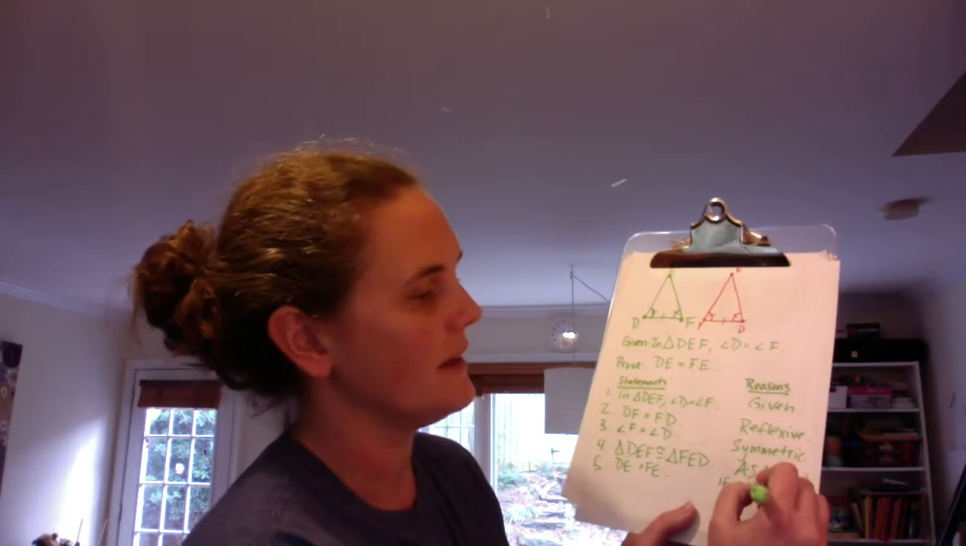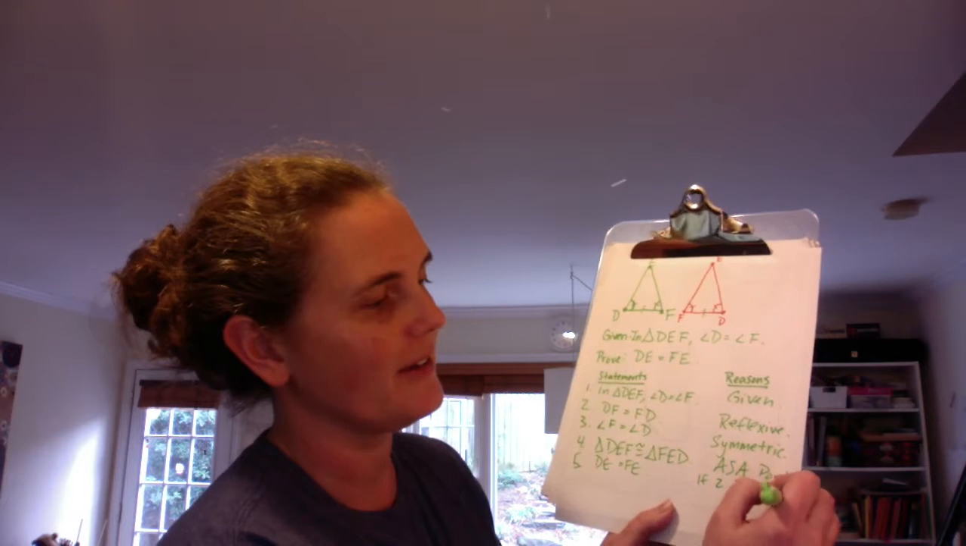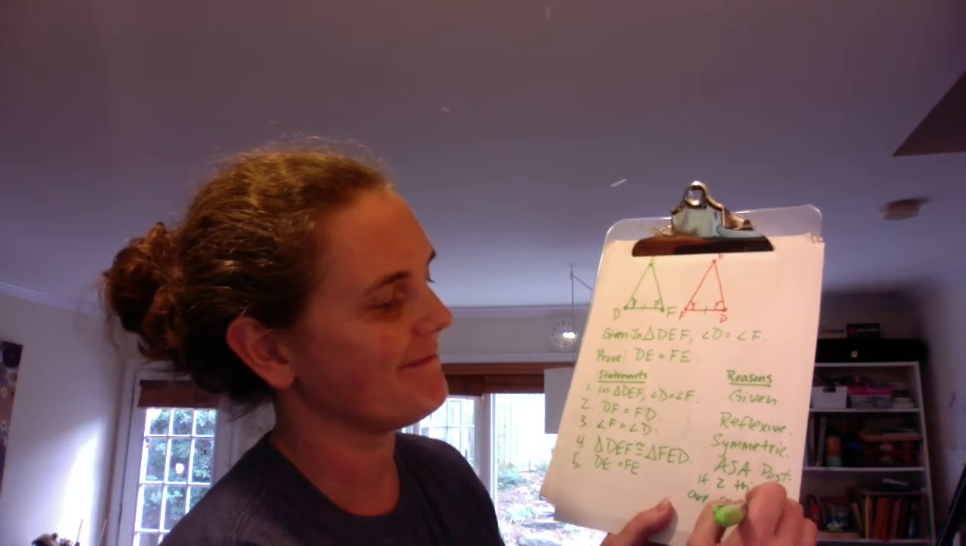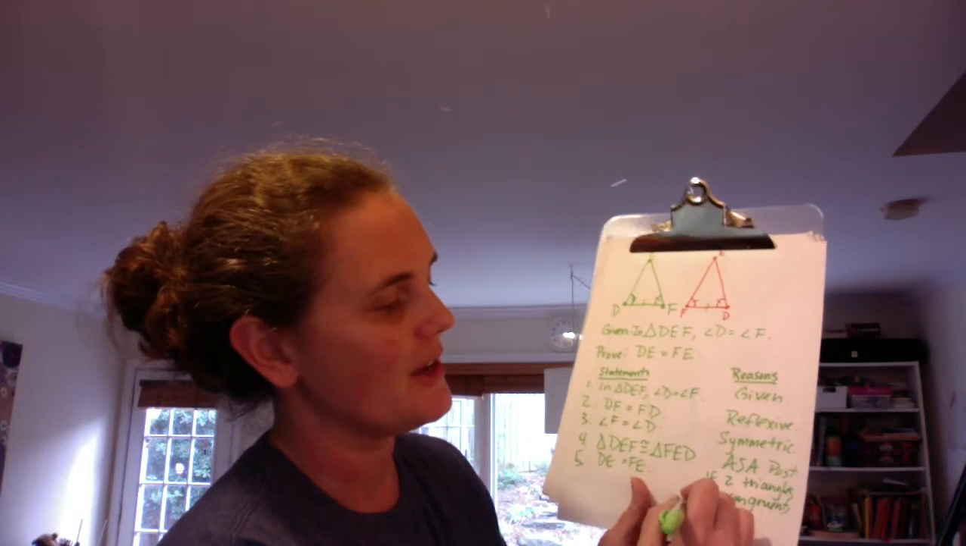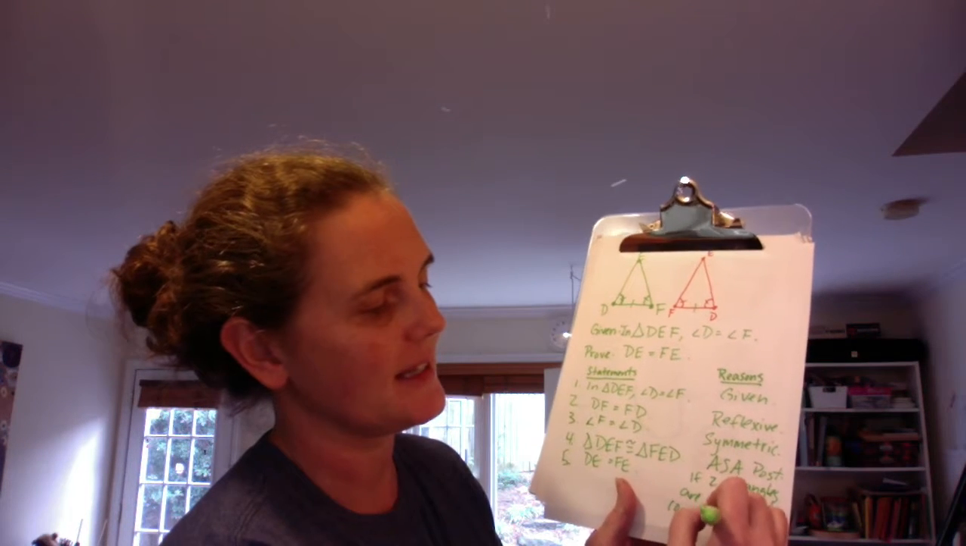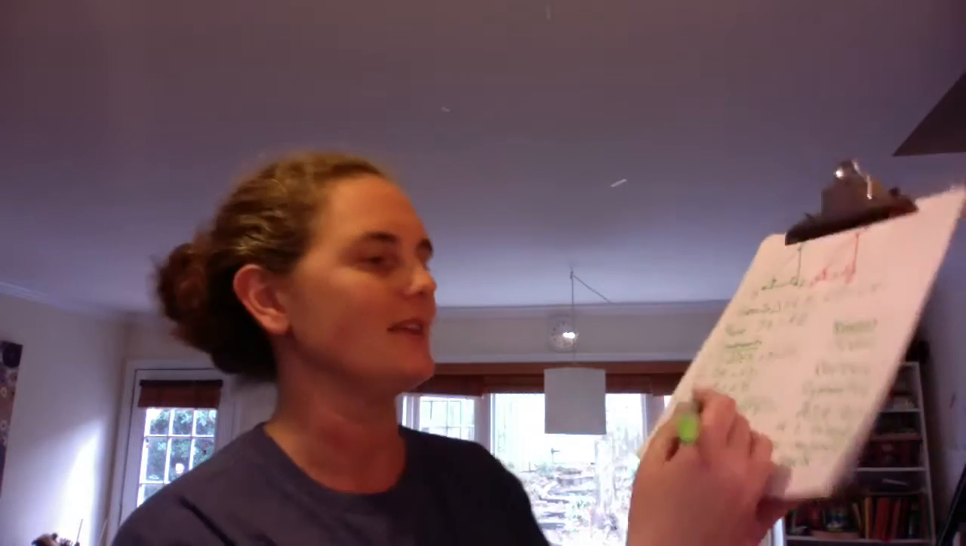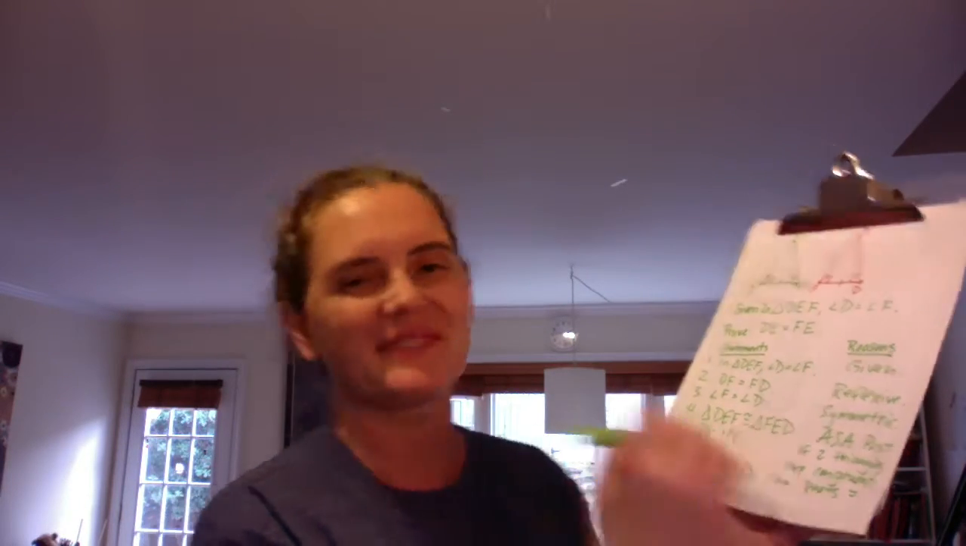Two triangles are congruent. You must be feeling very accomplished. Their corresponding parts are equal. That's my little shorthand. You've done it, QED. That's it.